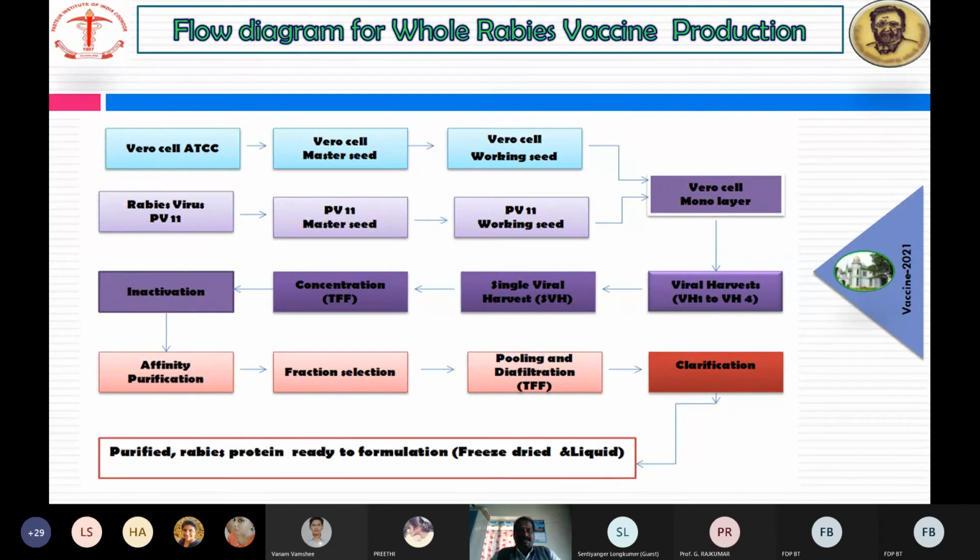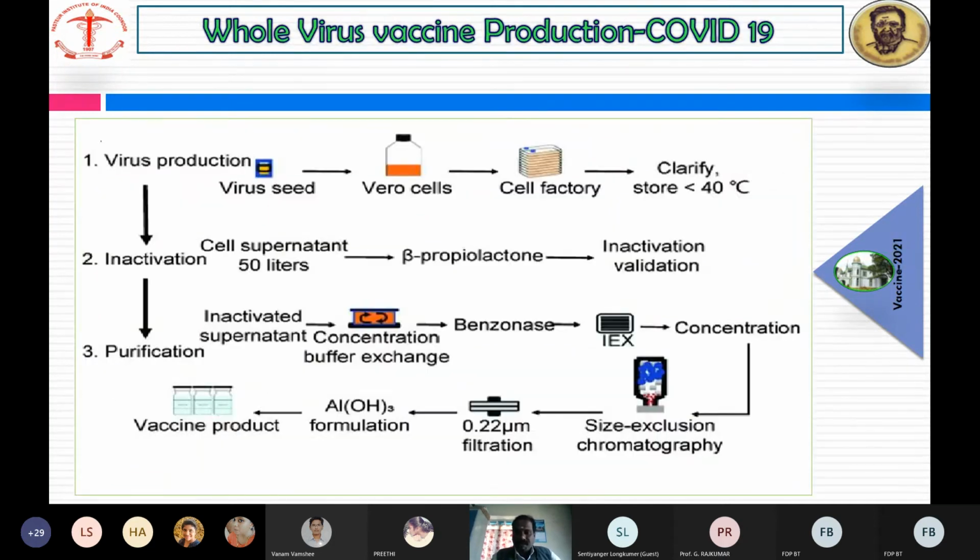Then concentration by tangential flow filtration. Finally, inactivation, and the inactivation is ensured in animals. It also goes for purification in an affinity chromatography system. The fraction is selected, and salt is removed by diafiltration. Finally it goes for clarification using 0.22 or 0.45 micrometer filtration. That is called purified rabies virus protein, ready for formulation, either as a freeze-dried vaccine or a liquid vaccine.